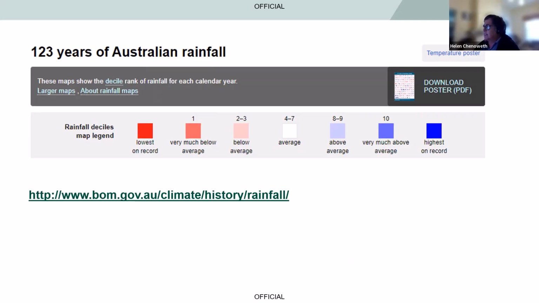To give you an idea, this is looking at deciles, which are just ways of ranking a whole lot of data, looking at the average, and ranking them from lowest on record. For instance, in this case, this is rainfall, right to the highest on record, using colour coding to try and get a good grasp of what that's showing for each year.